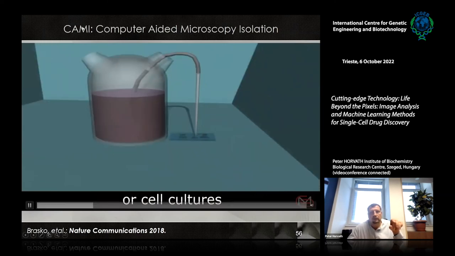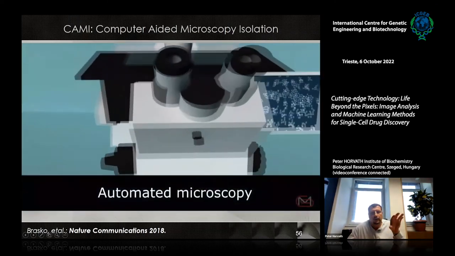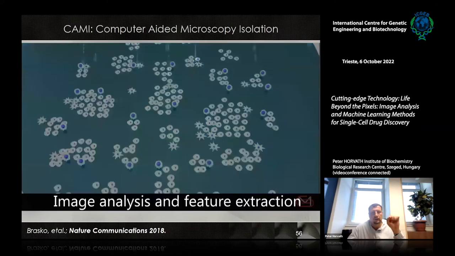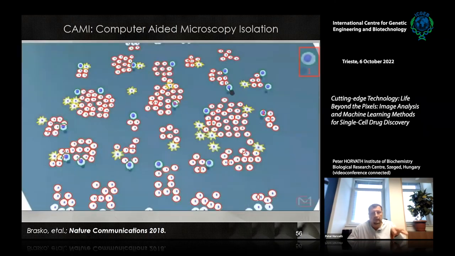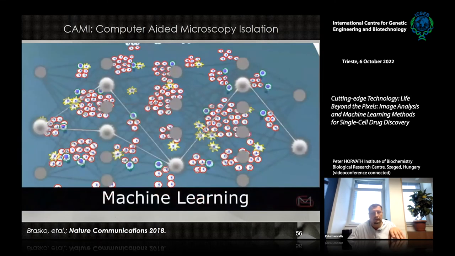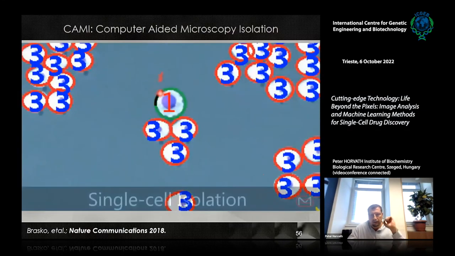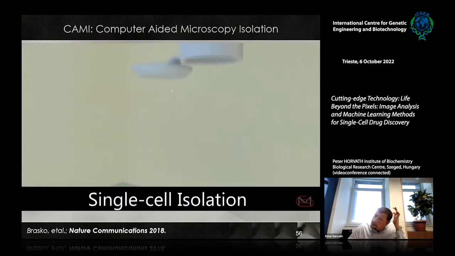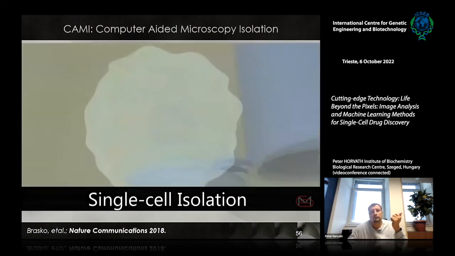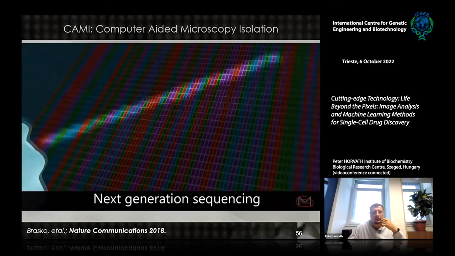And we introduced this method called CMI, computer-aided microscopy isolation, where the idea is that we take pictures of cell cultures or tissues, then with deep learning, we detect the single cells, then with supervised learning, or it can also be unsupervised, we determine their phenotypes, and then we can tell the machine that I would like to have cells from that particular phenotype or that particular cell, and then we use laser capture microscopy to pick the single cells up, and then we could do single cell sequencing or single cell transcriptomics or genomics on that already a couple of years ago.